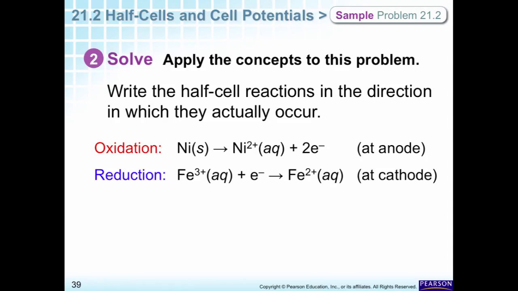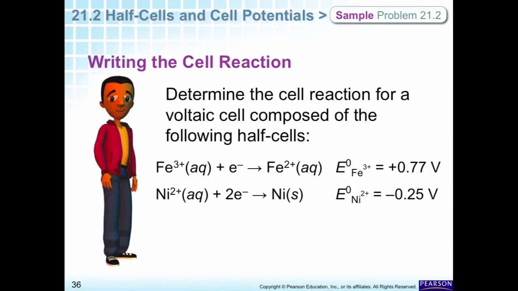All right, so here's our two half equations. The nickel, as I showed you, is being oxidized, and the iron is being reduced. In this case, we're only going to reduce it by 1. So let's go back and just look at that. See, that only went up by 1.